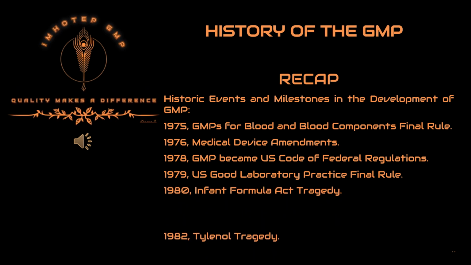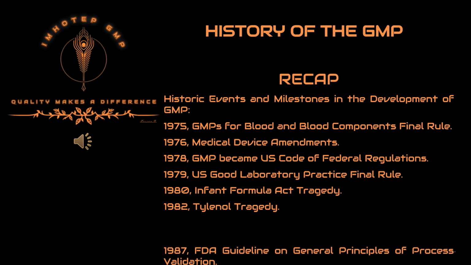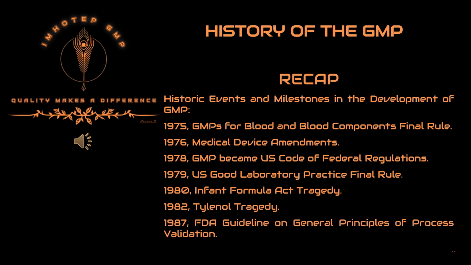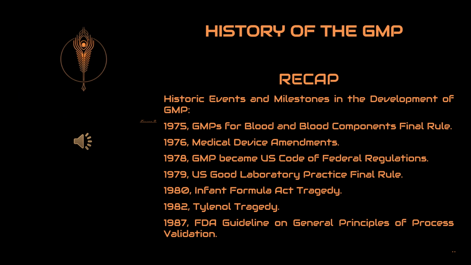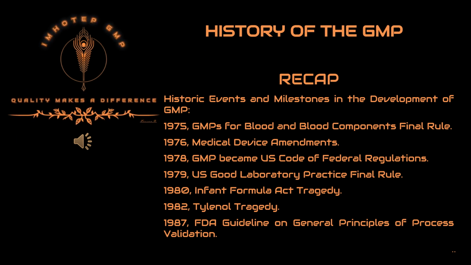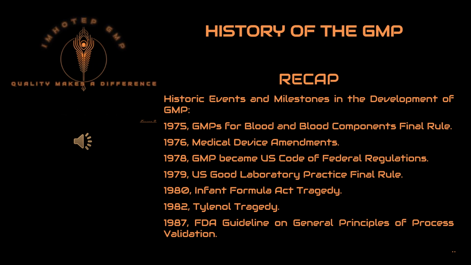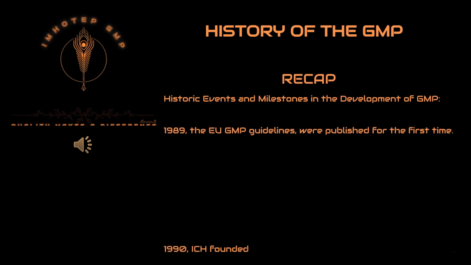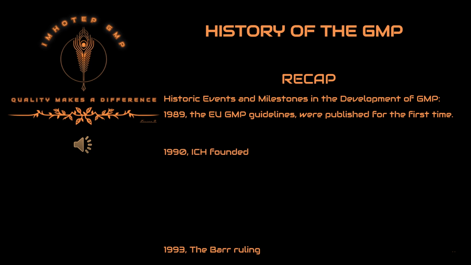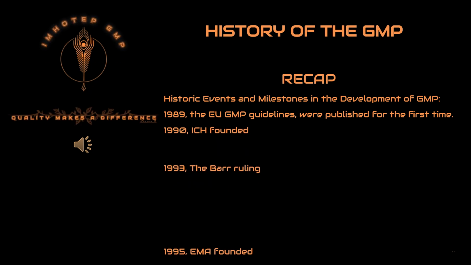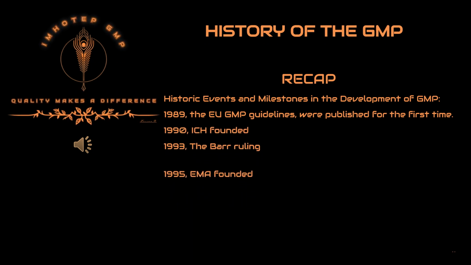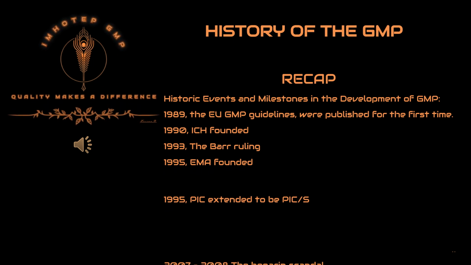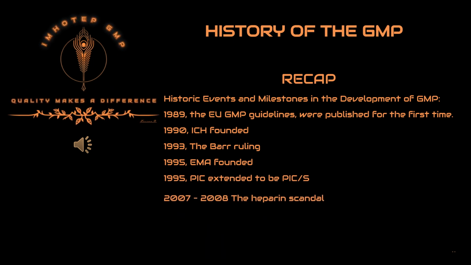1979, U.S. Good Laboratory Practice Final Rule. 1980, Infant Formula Act Tragedy. 1982, Tylenol Tragedy. 1987, FDA Guideline on General Principles of Process Validation. 1989, the European Union GMP Guidelines were published for the first time. 1990, ICH founded. 1993, the Barr ruling. 1995, EMA founded. 1995, PIC extended to be PICS.